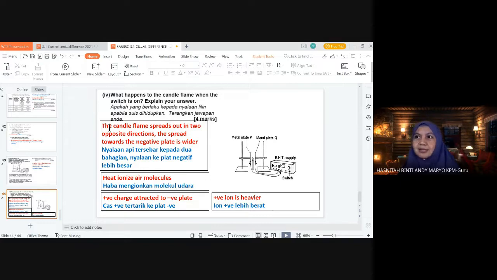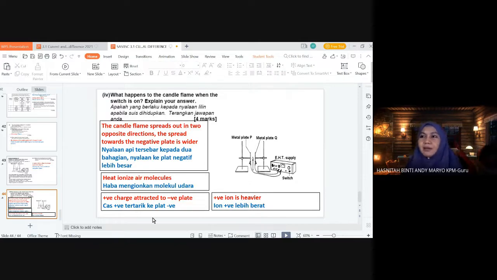Then this is the third point. The candle flame spreads out into opposite directions, where the spread towards the negative plate is wider or bigger. Then why? This is the reason, the fourth mark. Because positive ion is heavier compared to negative ion, or you can say because positive ion has a greater mass compared to the negative ion.